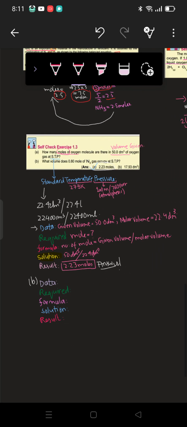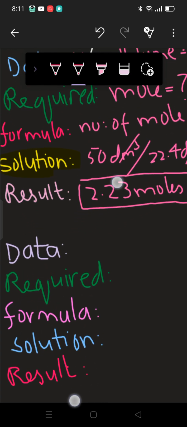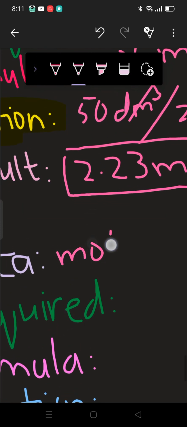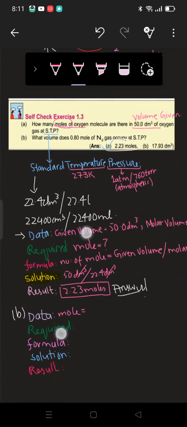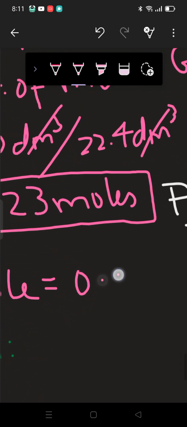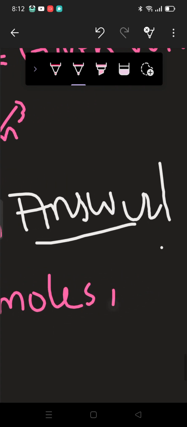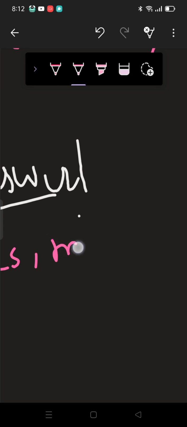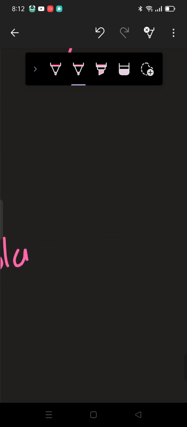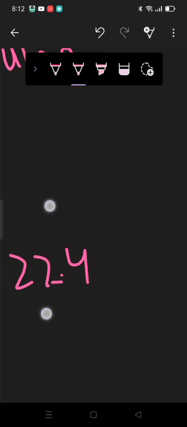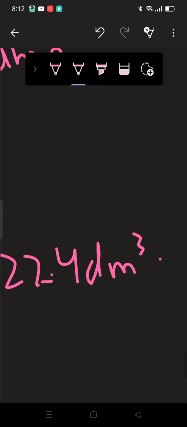So basically, what is the data? What have they given us in the question? They have given us the moles of nitrogen gas. So in the data, we're going to write mole is equal to how many moles have they given? They've given us 0.80 moles. And we know the molar volume as well. Molar volume of any gas at STP is what? It is 22.4 dm cube. So let's write that, 22.4 dm cube.